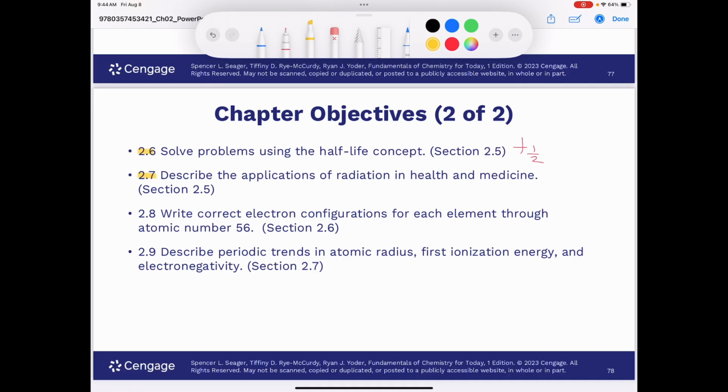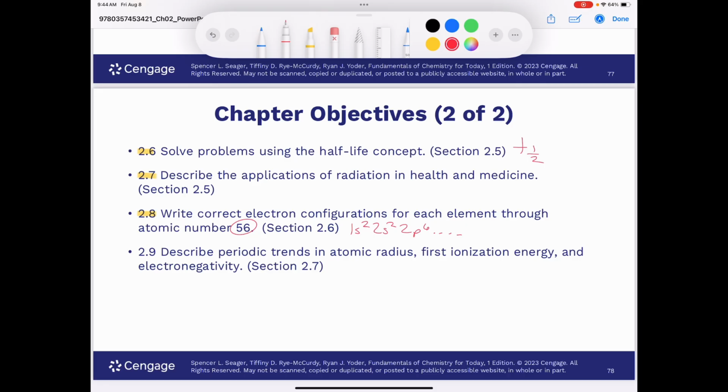So make sure you read through section 2.5 in the textbook. You should be able to write out an electron configuration. So that's what we covered: 1s2, 2s2, 2p6, and all that good stuff, all the way up to element number 56. That's as far as I expect you to do in this class. And so element 56 would be barium.